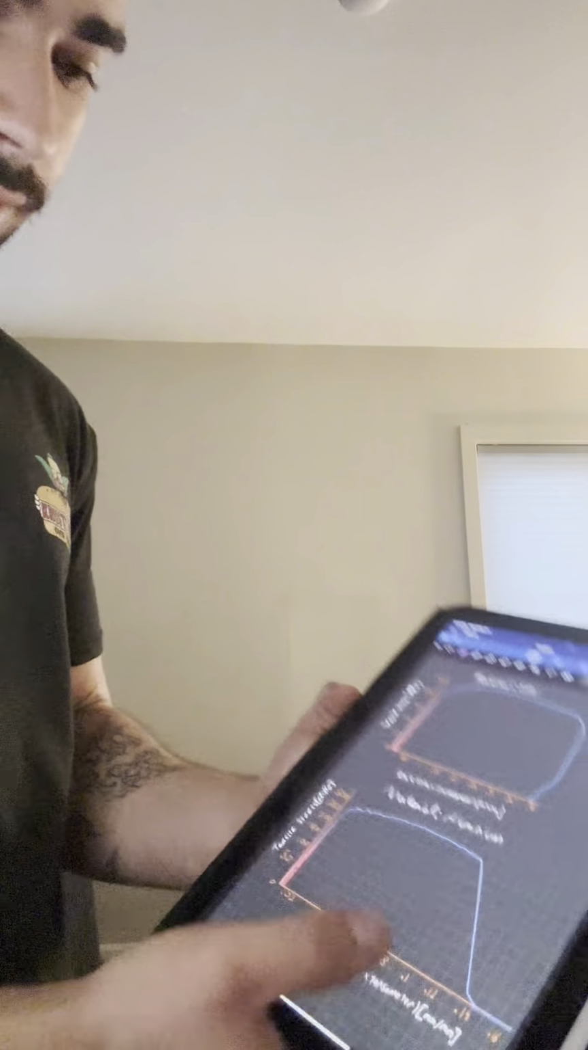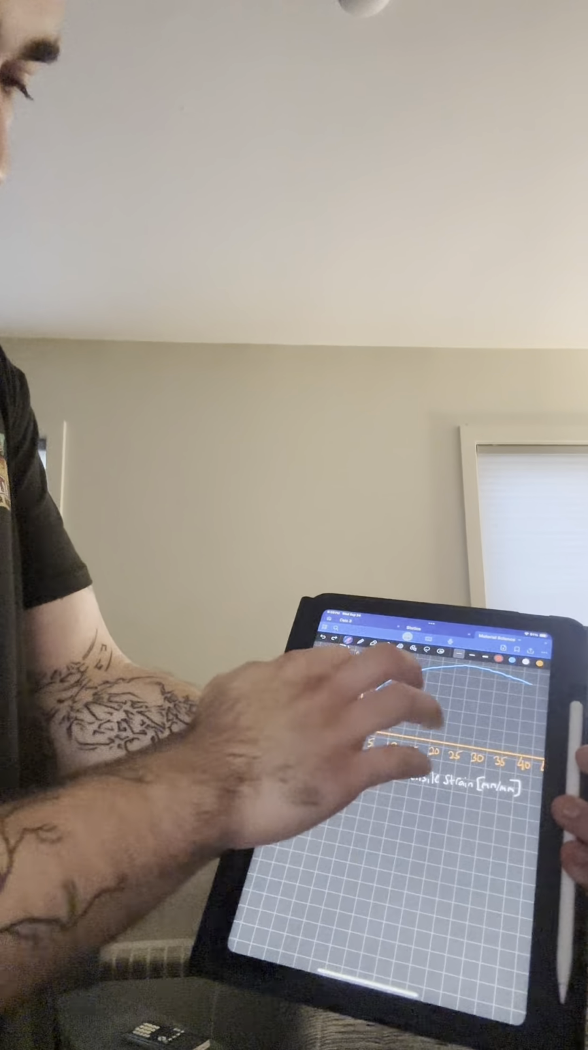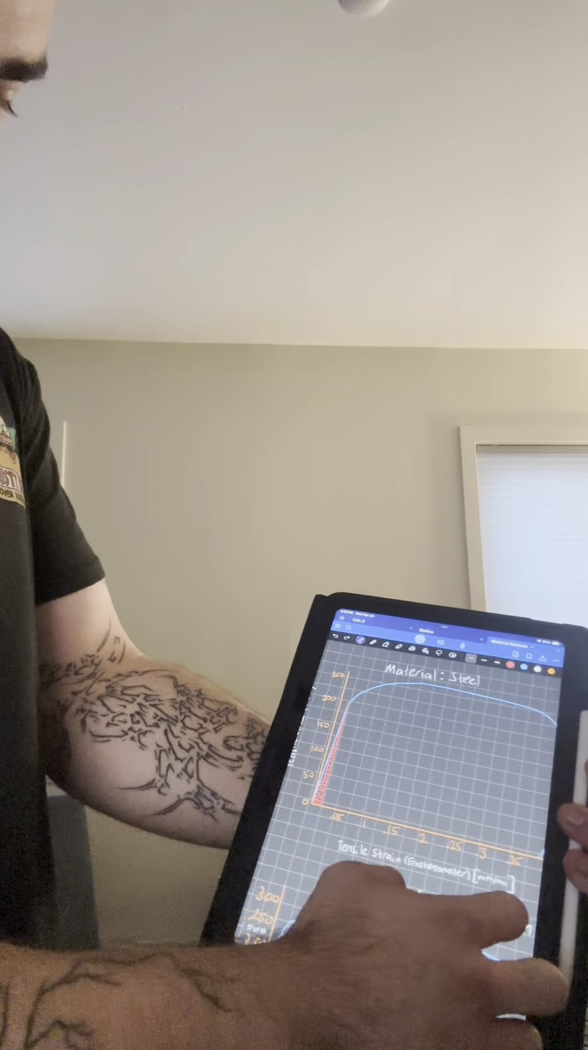To find that red shaded area, take the integral of the stress from 0 to the yield point. As you can see on our other graphs, for aluminum and copper, both red shaded areas are around the yield point coming down to the tensile strength.